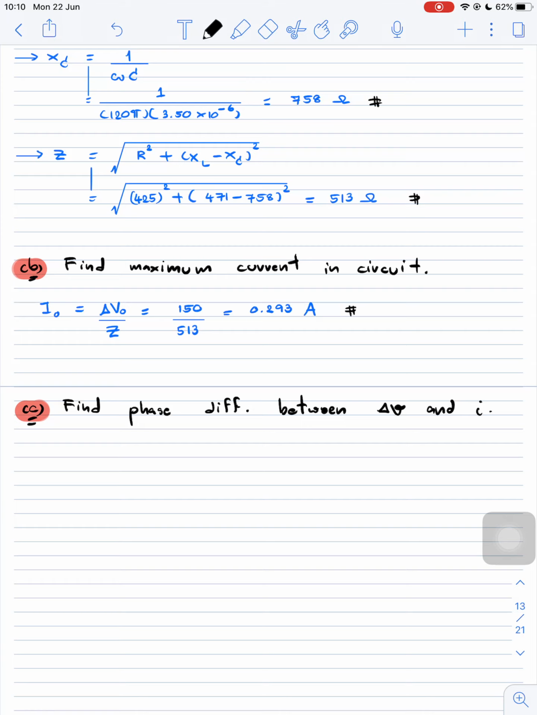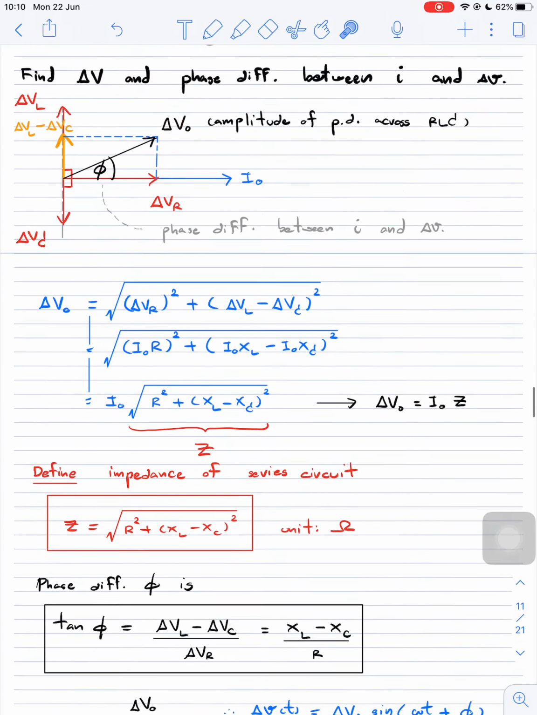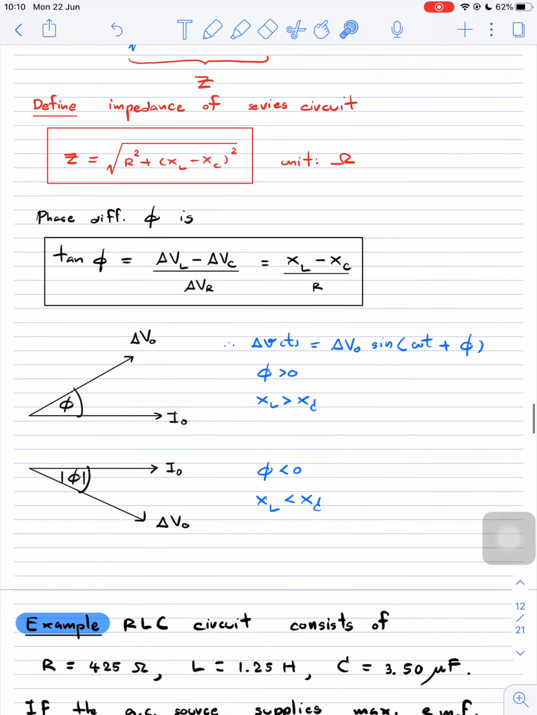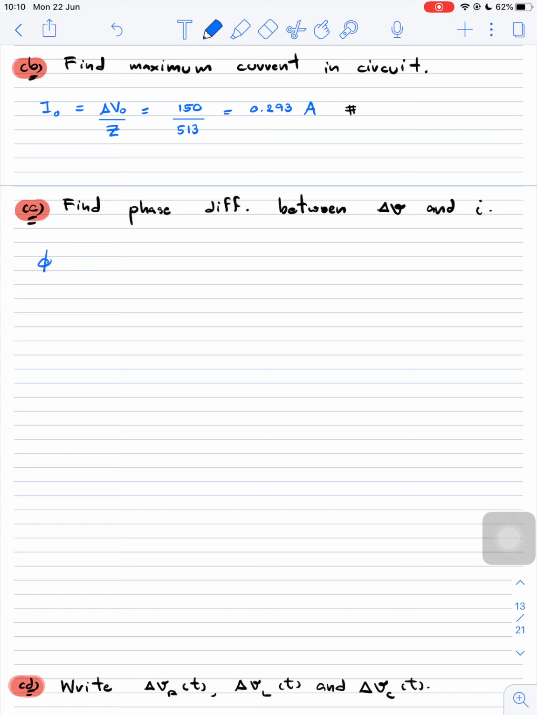Okay, part C, we need to find the phase difference between delta V and the current I. Now you can see that we have this current and we have this delta V, and we know that both of them have a phase difference. So what is that value? To solve that, we can use this equation to solve for the phase difference between these two. So phi equals the arctangent of (XL minus XC) over R.